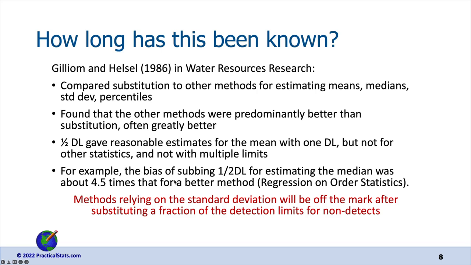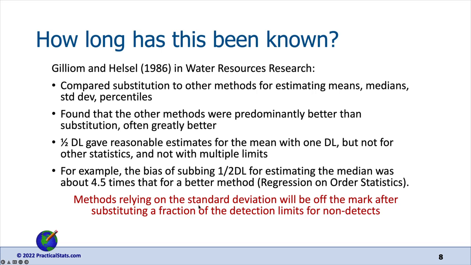For example, the bias of substituting 1/2 the detection limit for estimating the median was 4.5 times that for a better method. And if I were in the news media, I would say it was about 450% higher. The bias was 450% higher than the better method. So there are other methods out there that do quite a bit better, and we'll talk about those in May.